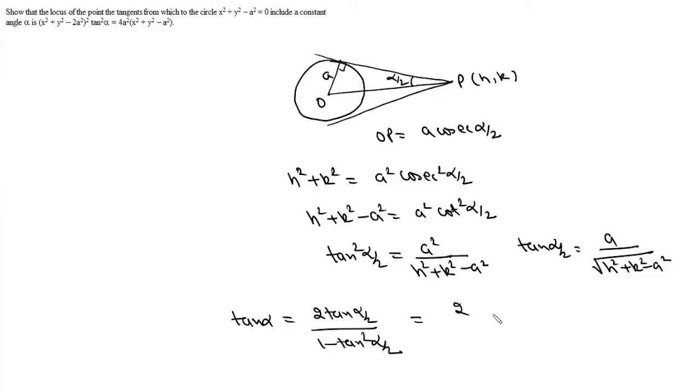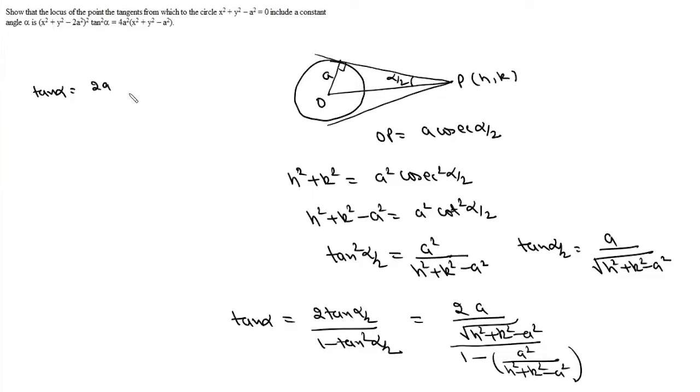So it will be this 2a upon under root of h square plus k square minus a square upon 1 minus, and here will be this a square upon h square plus k square minus a square. Now we can write this as tan alpha, and here under root h square plus k square minus a square will cancel, so it will be this 2a into under root of h square plus k square minus a square upon h square plus k square minus 2a square.